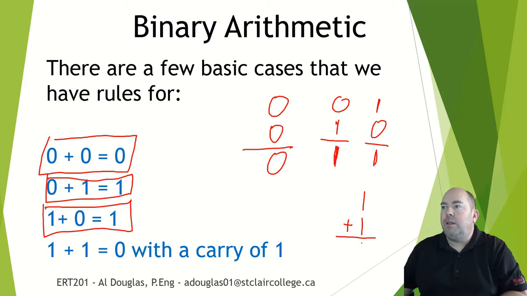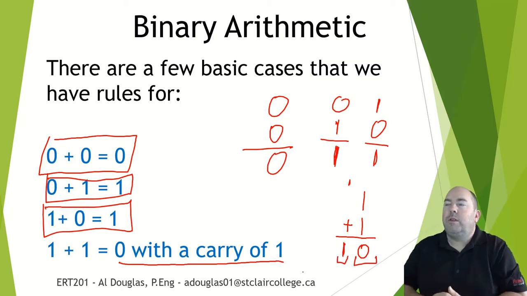what does that give me? That gives me a 0 with a carry of 1. That basically gives me a 2. So we call that a 0 with a carry of 1. We're going to call that a carry out. So the result is 0 with a carry out of 1. Okay, so that looks a lot like we would normally do our regular decimal adding that you're all very familiar with.